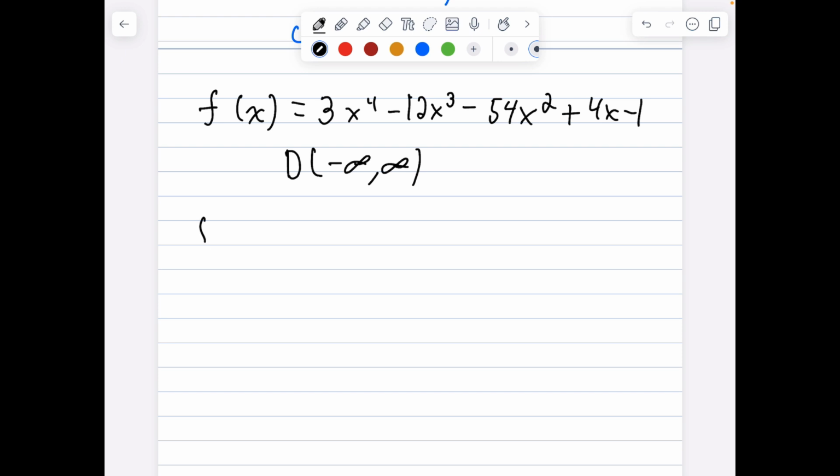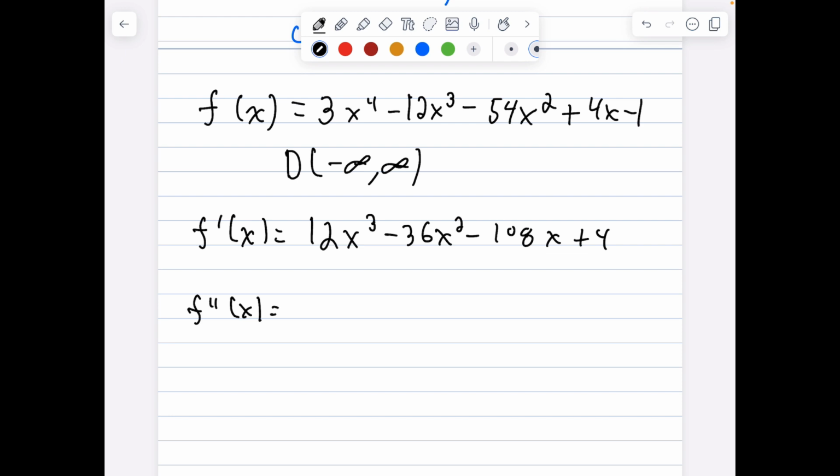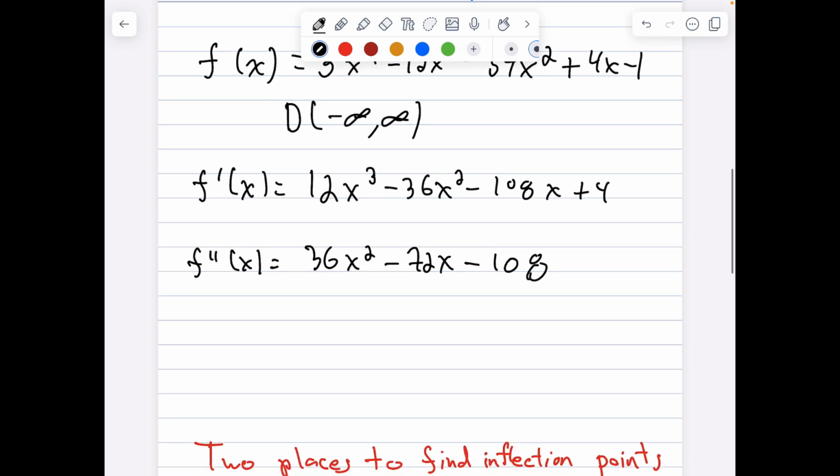All right, so let's start with taking derivatives. Our first derivative would be 12x to the third minus 36x squared minus 108x plus 4. And then our second derivative will be 36x squared minus 72x minus 108. And yes, the 4 will be gone, just like the minus 1 up here, because it's a constant.